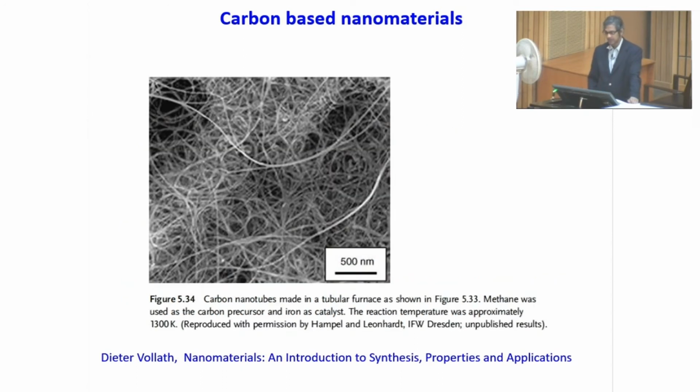So how is this done? These are the nanotubes produced in the tubular furnace. You can see here methane was used as a carbon precursor. This is taken with permission from Hampel and Leonhard, which is available in this book of Dieter Vollath, and I acknowledge their contribution. And here iron was used as a catalyst, and the temperature taken was 1300 Kelvin.